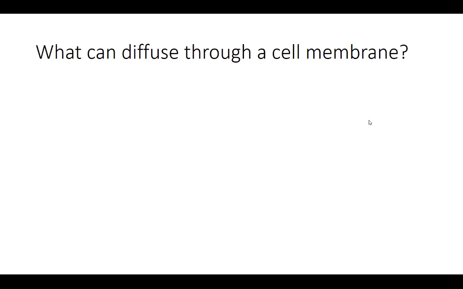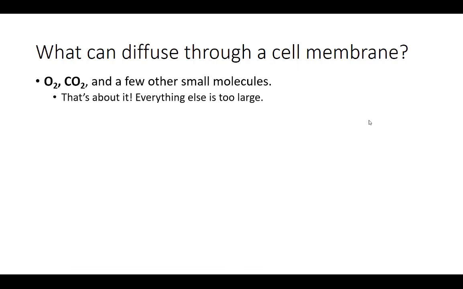So what can diffuse through a cell membrane? Well, the big answer is oxygen and carbon dioxide. Things that are small can diffuse through. Our oxygen and carbon dioxide are for respiration. It's how our cells take in the oxygen they need and how they get rid of the carbon dioxide that they build up. Everything else is kind of too large.